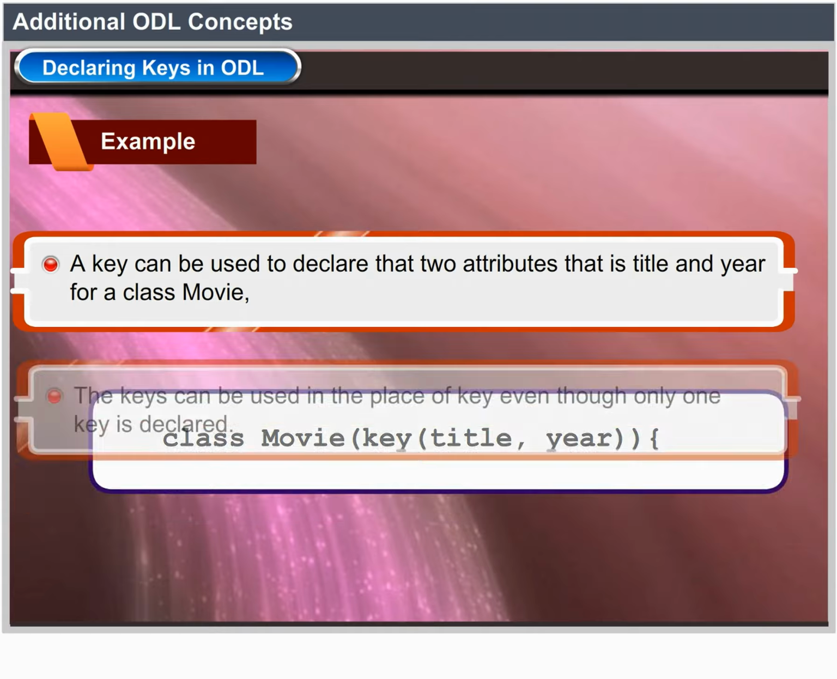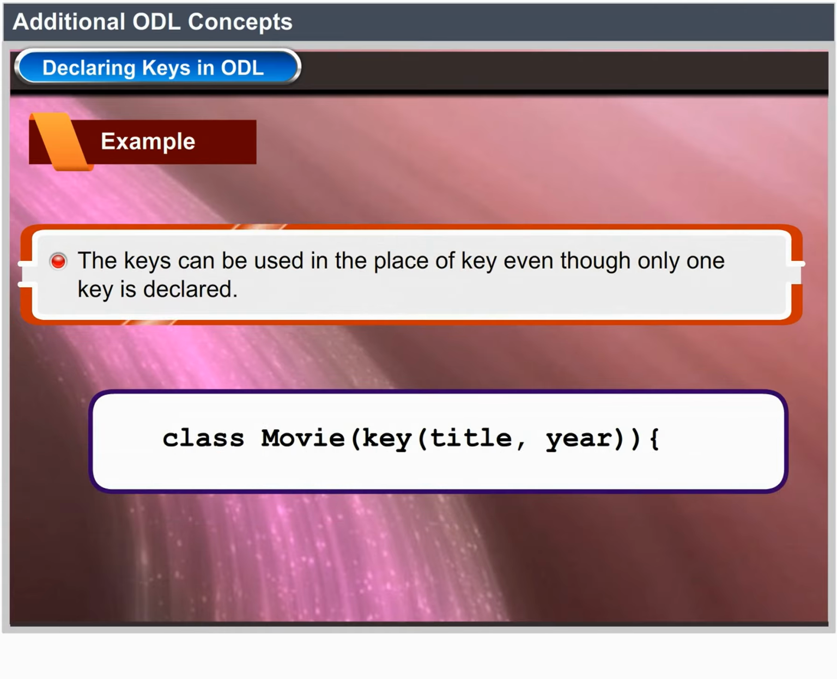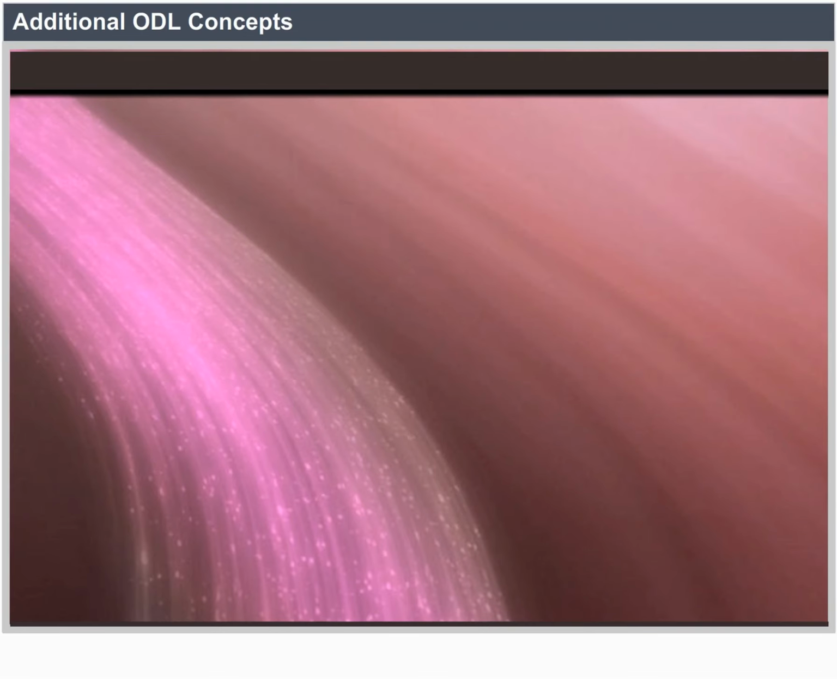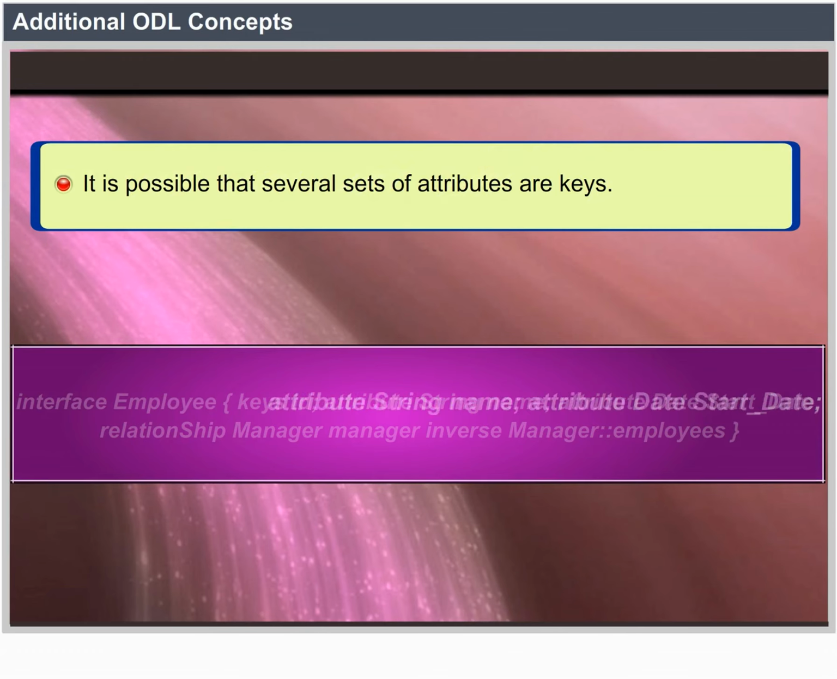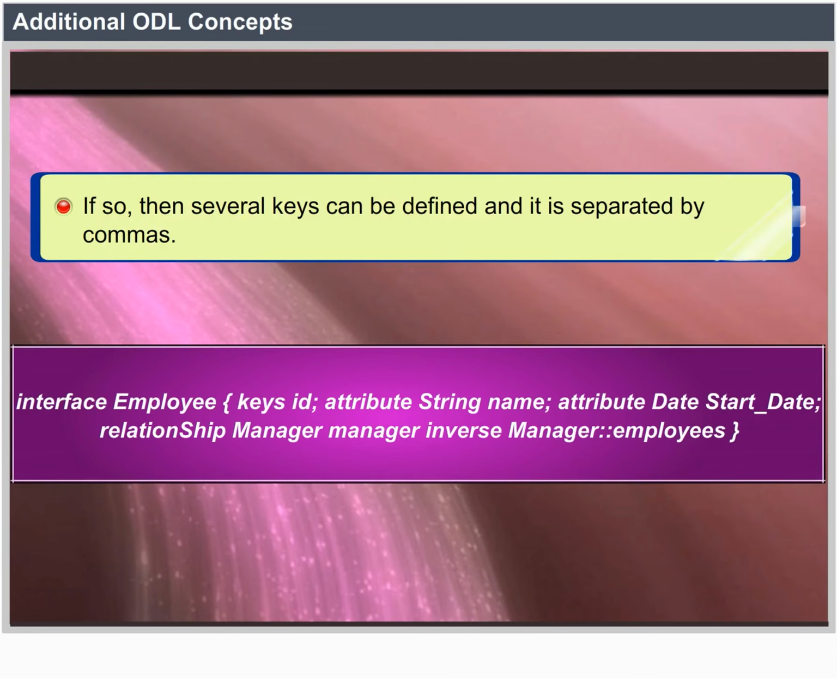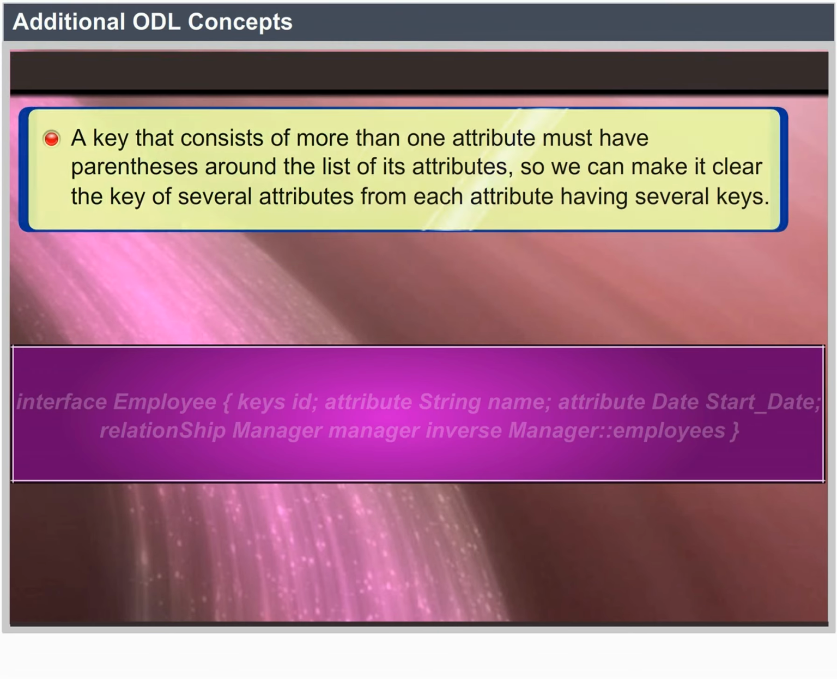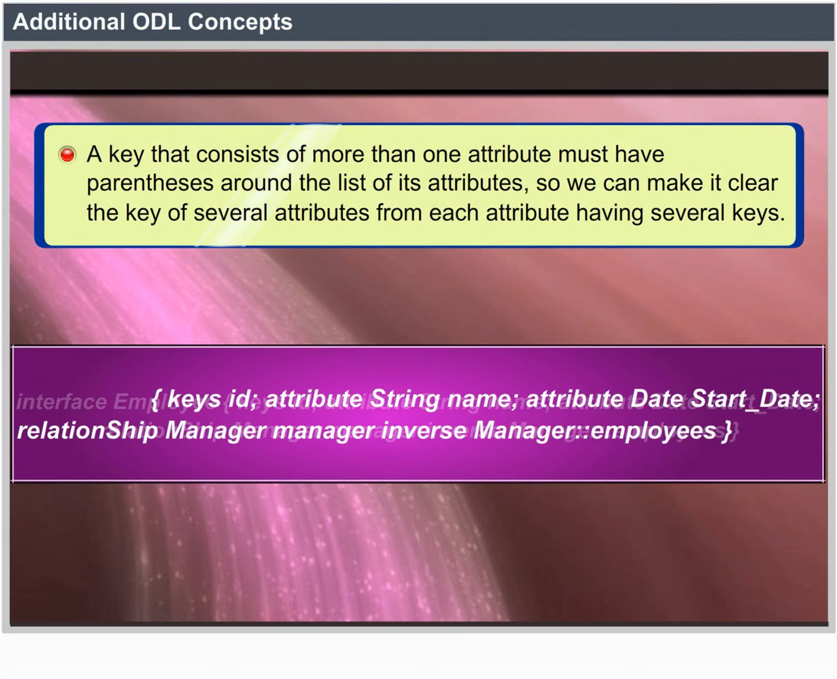Example: to declare that the set of two attributes title and year form a key for class movie, we could have used keys in place of key even though only one key is declared. It is possible that several sets of attributes are keys. If so, then following the word keys, we may place several keys separated by commas. A key that consists of more than one attribute must have parentheses around the list of its attributes, so we can disambiguate a key of several attributes from several keys of one attribute each.